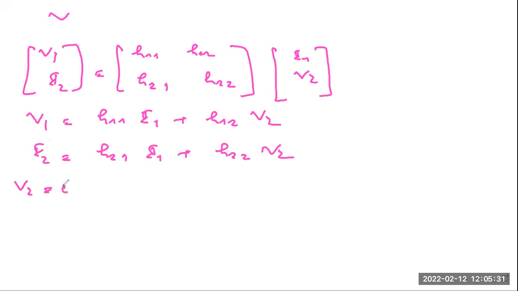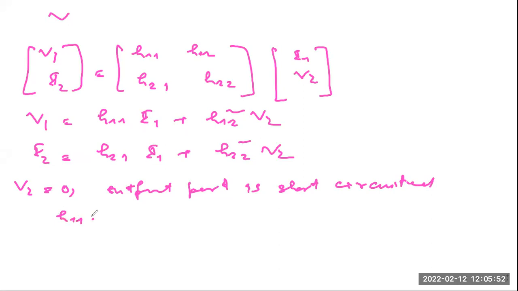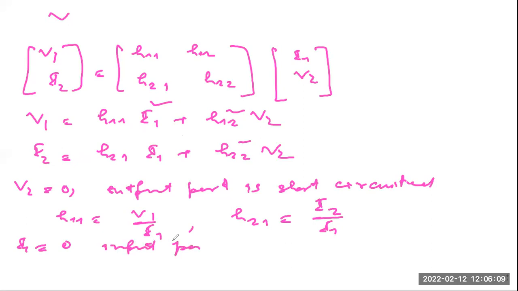First we'll make V2 equal to 0, so that this side will be out and we can calculate. V2 equal to 0 means your output port is short circuited. So H11 equals V1 by I1, and H21 equals I2 by I1. Similarly, if you make I1 equal to 0, I1 equal to 0 means the input port is open circuited.